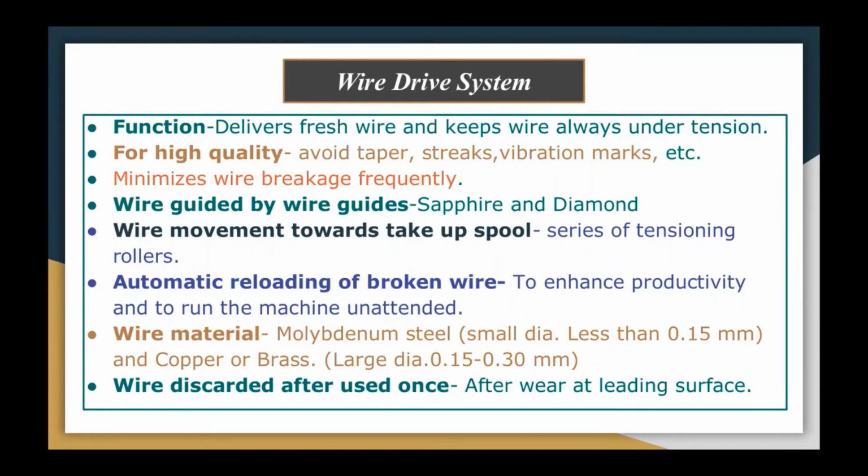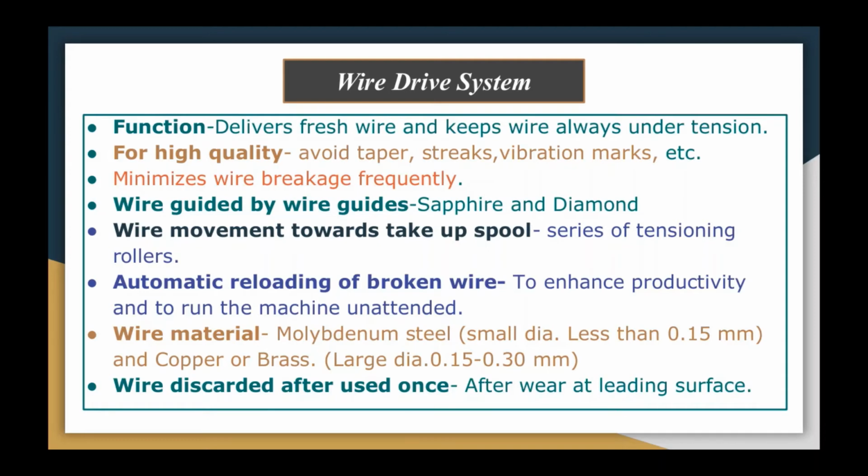The fourth one is the wire drive system. This is the fourth component. There is a take-up spool and a releasing spool. A bigger size spool is used, and it delivers the fresh wire. It keeps the wire always under tension, so a wire tension system is used. It is required so that the wire is under tension every time and moves in the machining zone as a straight wire, for better quality of the machined surface.